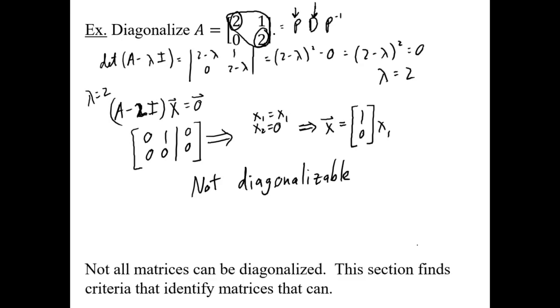Not all matrices can be diagonalized, as we just found. This section finds criteria that identify some matrices that can. This is not all-encompassing of how we know if it's diagonalizable just by looking at it. The only way we have definitively for answering that question is finding the eigenvectors. If it's an n by n matrix and you can find n eigenvectors, then it is diagonalizable. And if you don't find enough eigenvectors, then it is not diagonalizable. In this section, we're going to look at some criteria that tell us for sure whether something is diagonalizable or not.